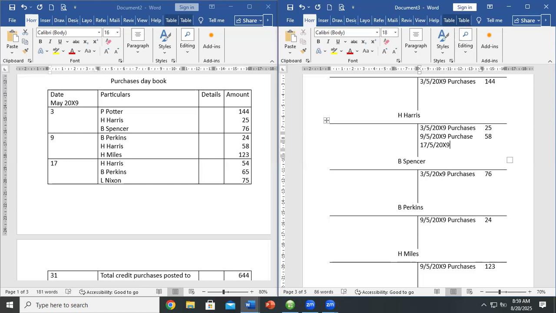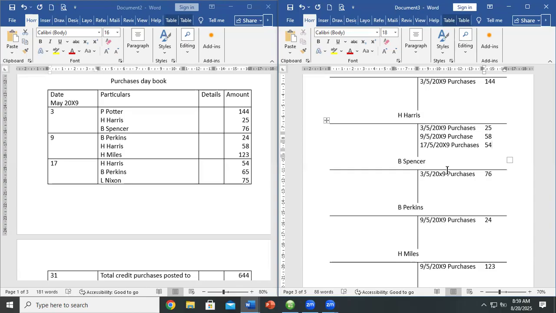That is 54, right? Then we have B Perkins. I think we already have B Perkins. Where is B Perkins? Yes. So we go to B Perkins account.